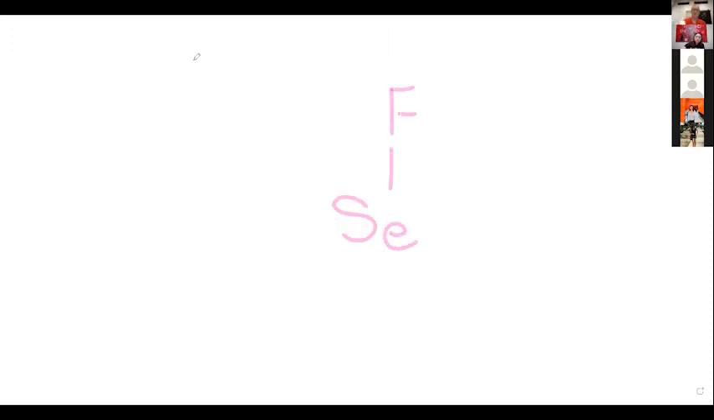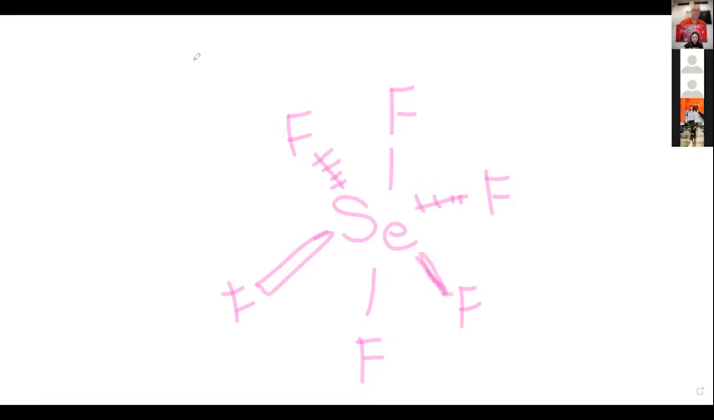What that looks like is selenium, and we have a fluorine on the top, and a fluorine on the bottom, and 1, 2, 3, 4 fluorines around the outside. These go behind, and these come out. So is this going to be polar or non-polar? Non-polar, because we don't even have to make the bond dipoles, because this is completely symmetrical. It's octahedral, so it's symmetrical, and in fact, selenium hexafluoride is a gas.